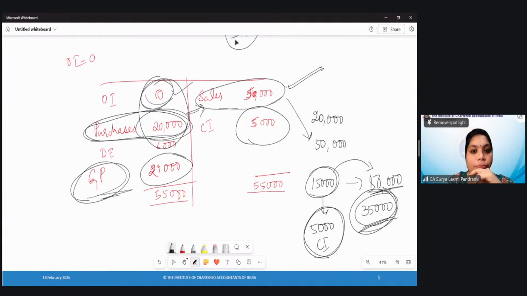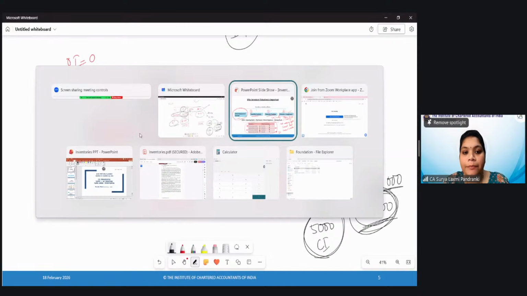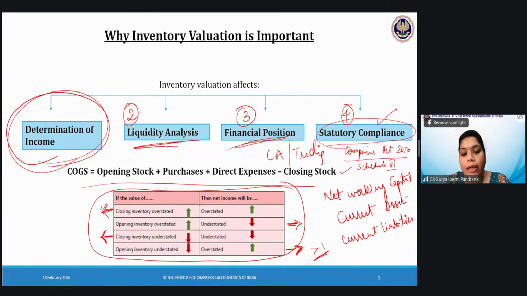Yes, Harsh. Ma'am, what is the difference between liquidity analysis and financial position? Okay, I'll go back to the slide. When we talk about liquidity analysis, it will tell you your net working capital, your current ratio and all those things, the formula, your liquidity position of how we are able to repay. When you talk about financial position, it will look at your balance sheet.